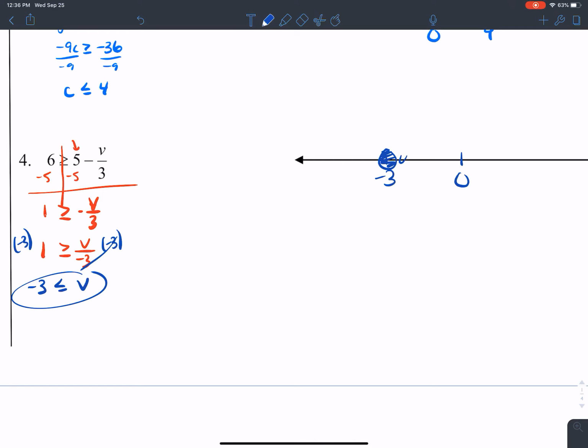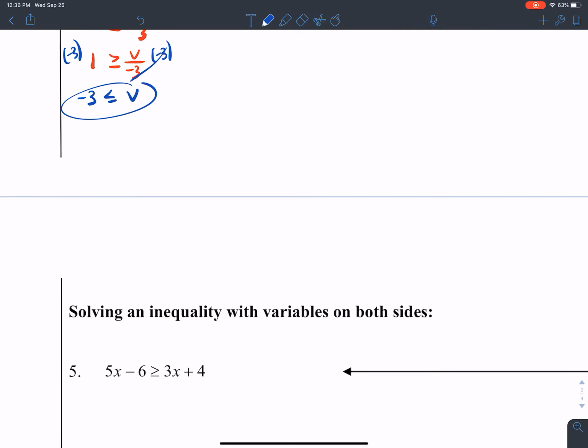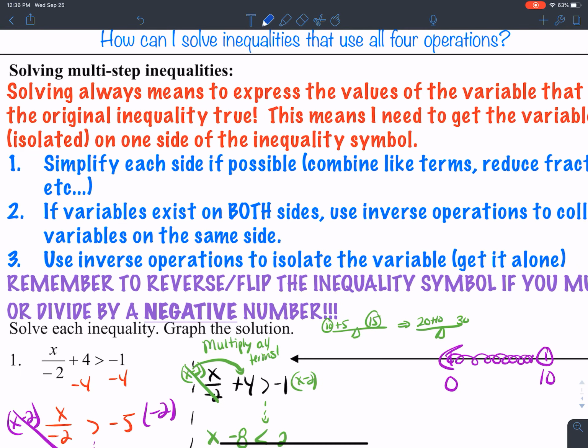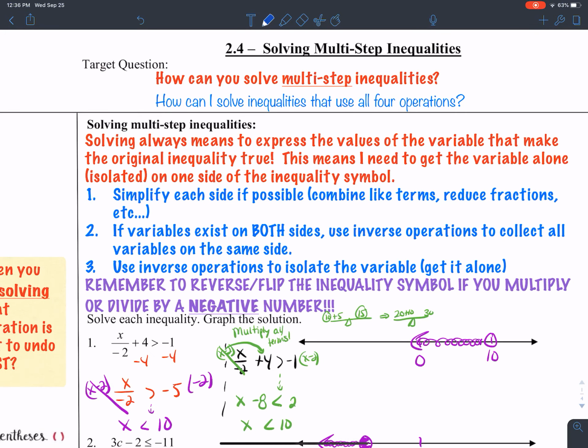closed circle, and we'll shade to the right. So as we move forward to our next example, if there's variables on both sides, as we said right here, we should just get them on the same side by using inverse operations.